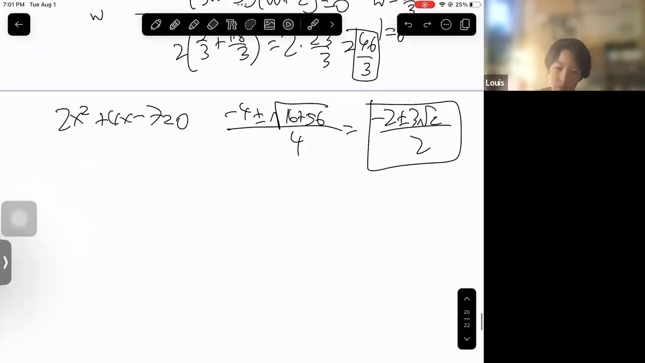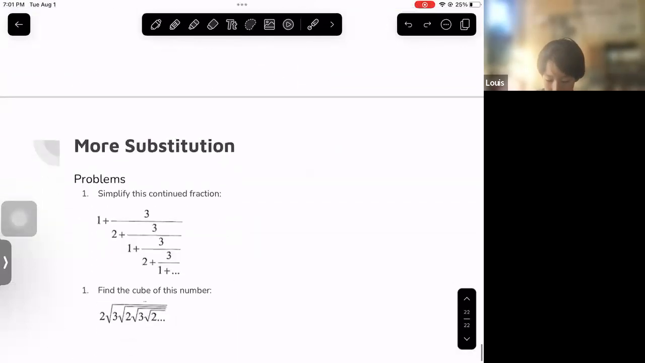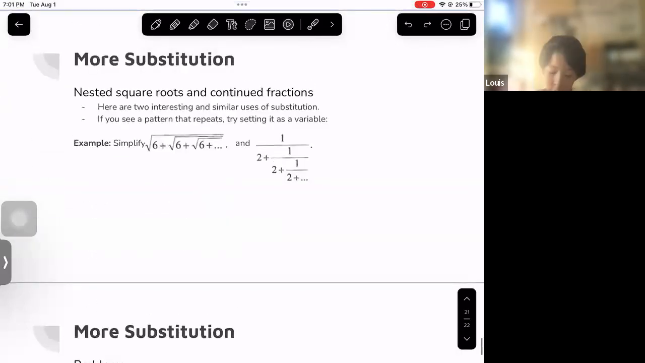So yeah, any questions on this one? No? Then I'll move on. So these are the last two questions. So we have nested square roots and continued fractions.